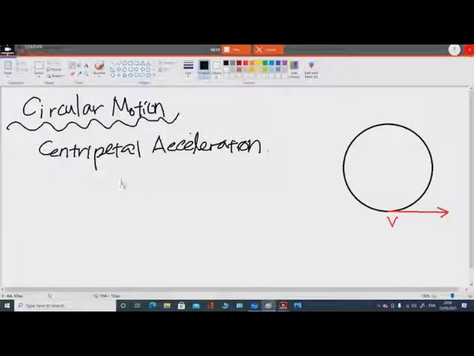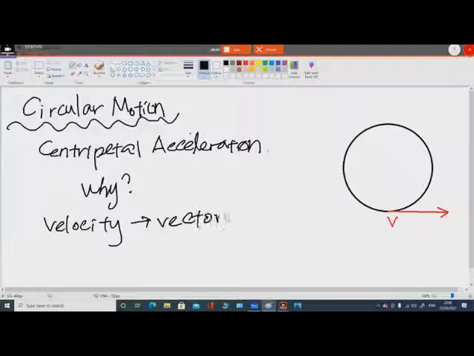We have to know that although we move in this circular track with constant velocity, there is still a centripetal acceleration occurring in this circle. So why? At first we need to know that velocity is actually a vector quantity, which consists of magnitude and direction.